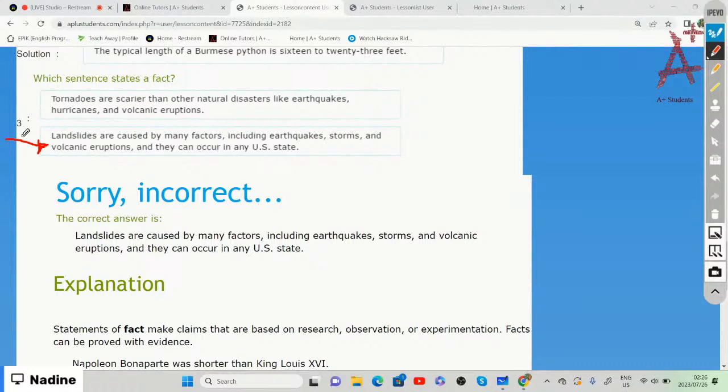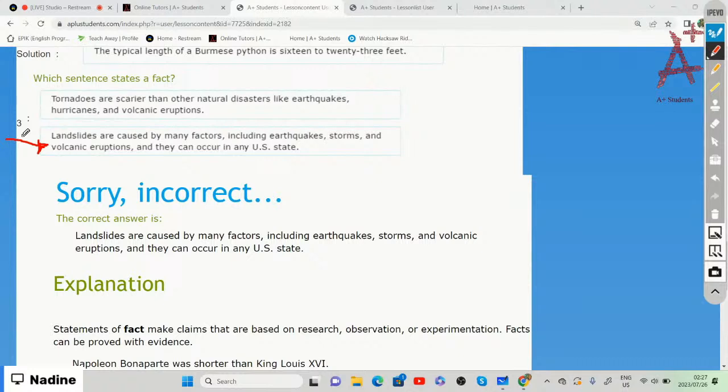Then we have the other sentence, which is tornadoes are scarier than other natural disasters like earthquakes, hurricanes, or volcanic eruptions. And that is someone's opinion. And why do we say that is someone's opinion? We say that because if you haven't experienced earthquakes, hurricanes, or volcanic eruptions, then we won't know what is really scarier, right? Because we latch onto something that has happened to us, which we have experience of.